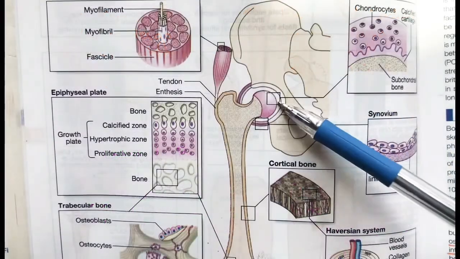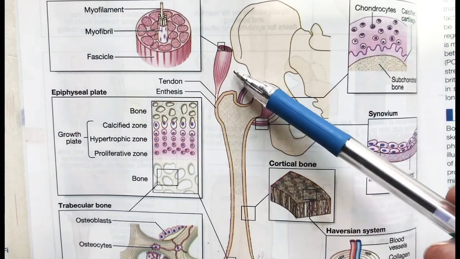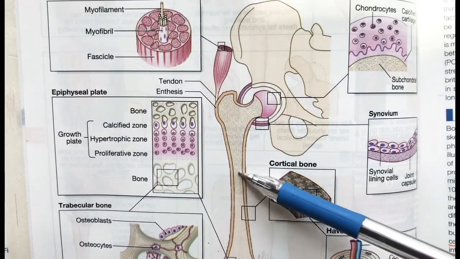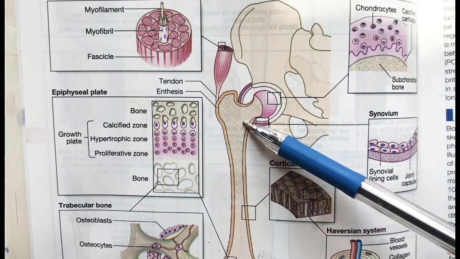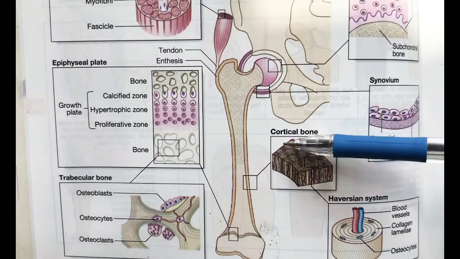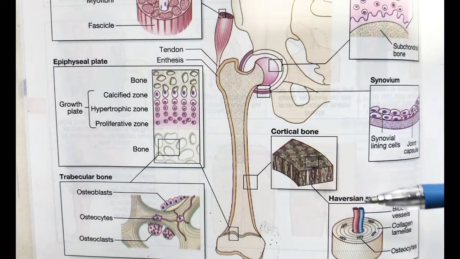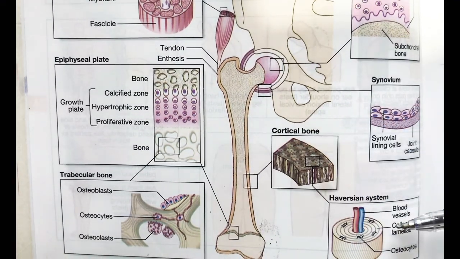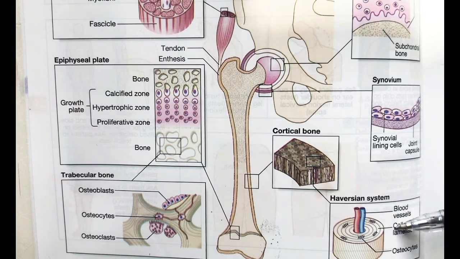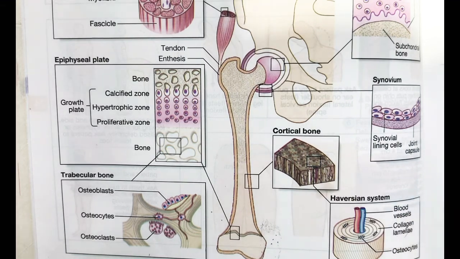Now this is a bone. To this bone there is an attached muscle. This is the bone, its outer compartment is the cortical bone, and in between there is the trabecular bone, which is also referred to as spongy bone. This is a cut portion of the cortical bone. Cortical bone, as we have discussed, consists of the Haversian system, which has blood vessels, collagen lamella and osteocytes. These are the osteocytes. These lines show the collagen lamella, and in the middle of the Haversian system is the Haversian canal, which consists of blood vessels.